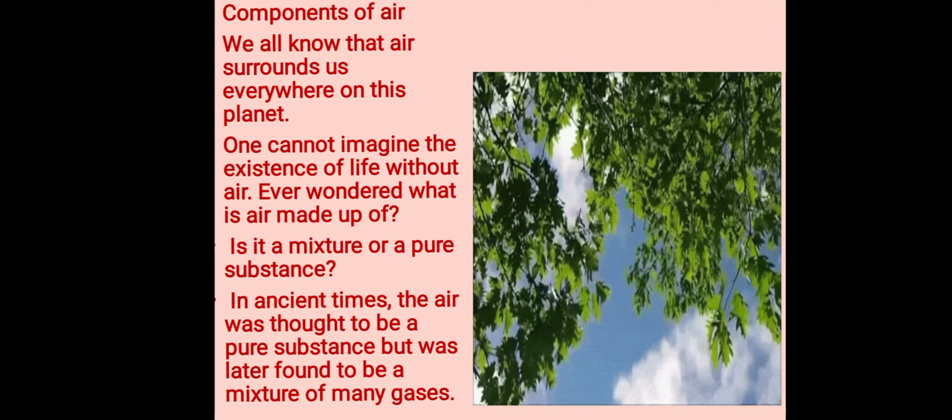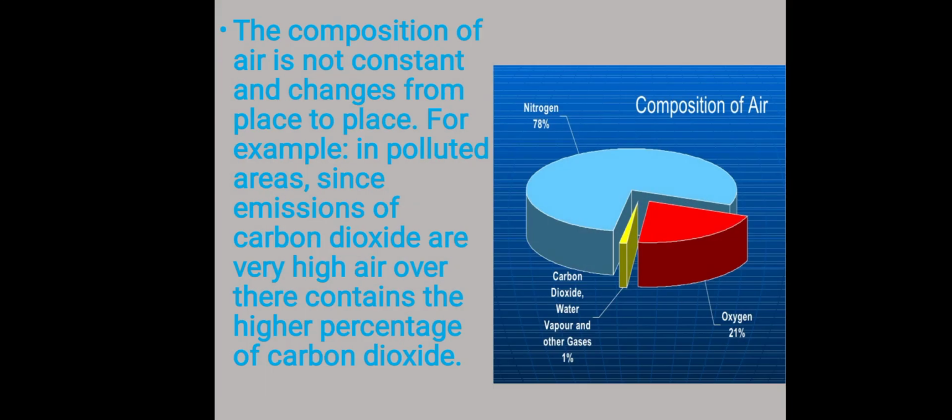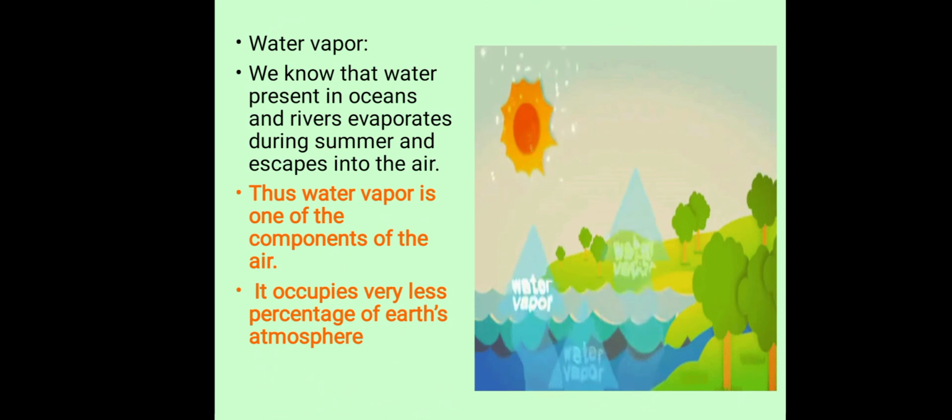So, in today's lesson, we have learned about components of air, that it is a mixture of gases. We have also come to know about the composition of air. The maximum is nitrogen. Next one is oxygen, and we have traces of gases, including carbon dioxide, water vapor, and other gases. And we have learned about the different components of air.